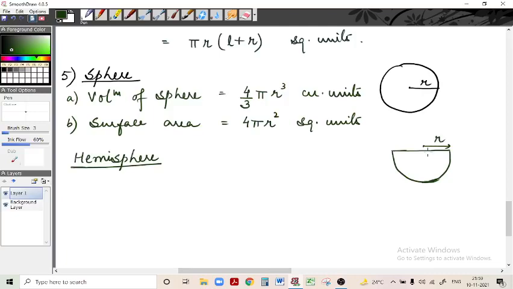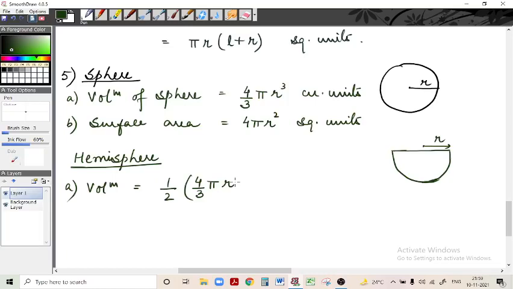So when I take a hemisphere, the volume will be half of the sphere. So volume will be equal to half of 4 by 3 pi r cube, that is equal to 2 by 3 pi r cube. This is in cubic units.